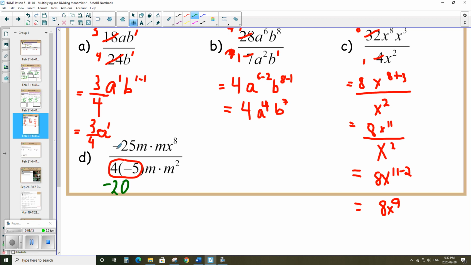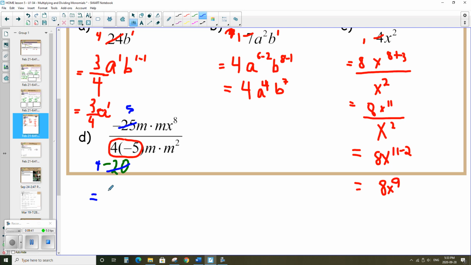And then I want to see if I can reduce the negative 25 and the negative 20. Since they're both negative, a negative divided by a negative is a positive, so my answer will be positive. And then what about the number? What can I divide 25 by and 20 by? They're both divisible by 5. 25 divided by 5 is 5, and 20 divided by 5 is 4. So my coefficients in the front are going to be 5 over 4.